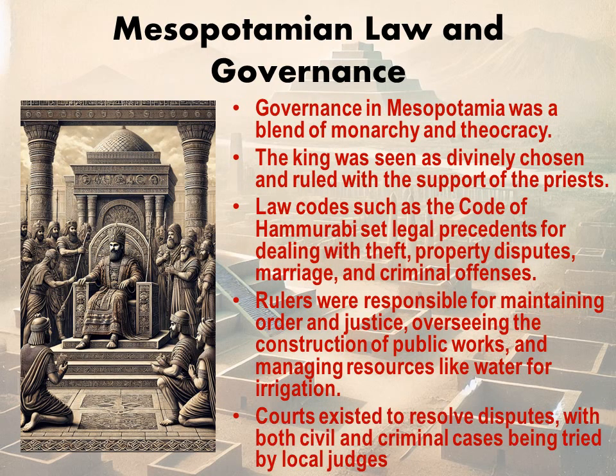Courts existed to resolve disputes, with both civil and criminal cases being tried by local judges. So there were courts where all kinds of cases were dealt with by giving proper judgments. There were two kinds of cases: civil cases, which mainly means cases related to property, and criminal cases, which means cases related to different kinds of crimes. They were both tried by the local judges. However, for punishments like the death penalty or hanging of a citizen, that decision was to be taken by the king himself.